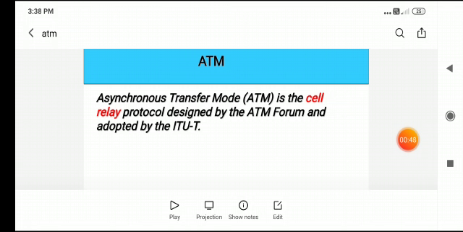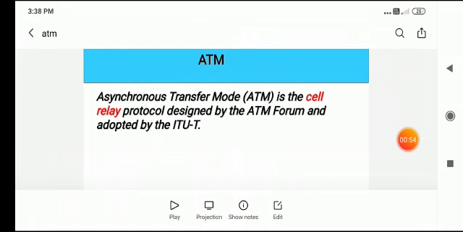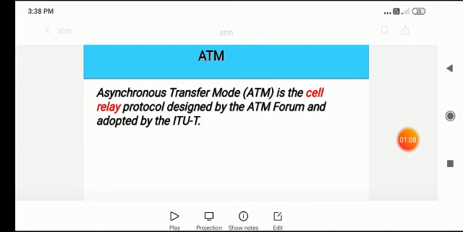Now, we are discussing ATM here. Basically, the combination of ATM and SONET will allow high-speed interconnection of all the world's networks. In fact, ATM can be thought of as the highway of the information superhighway.